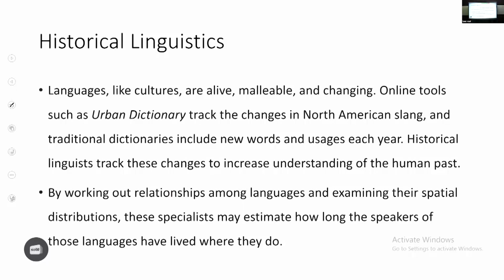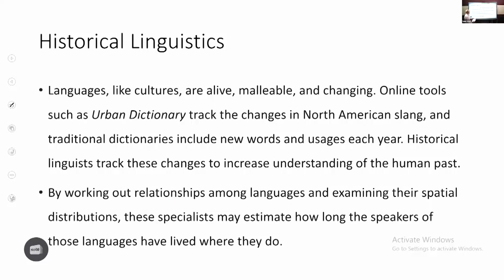Exactly. How do we use language to prove migrations? Because language development takes a lot of time. It can't evolve in like 100 or even 500 years. It takes thousands of years. So if distant languages have similarities, what does it show? It is proof that at some point of time, all those people are descendants of a common ancestor. That is how we can prove migration.